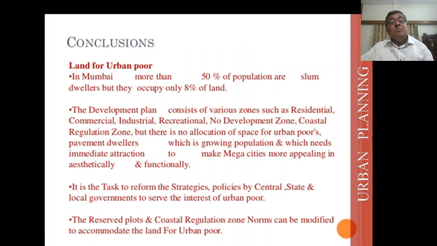Now conclusion. Land for urban poor. In Mumbai, more than 50% of population are slum dwellers, but they occupy only 8% of land. The development plan consists of various zones such as residential, commercial, industrial, recreational, no development zone, coastal regulation zone, but there is no allocation of space for urban poor pavement dwellers, which is a growing population and which needs immediate attention to make megacities more appealing aesthetically and functionally. It is the task to reform the strategies and policies by central, state and local government to serve the interest of urban poor. The reserve plot and coastal regulation zone norms can be modified to accumulate the land for urban poor.